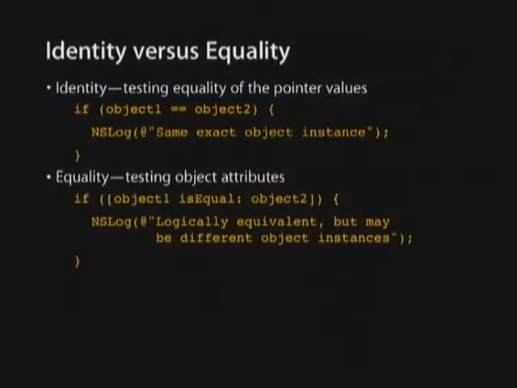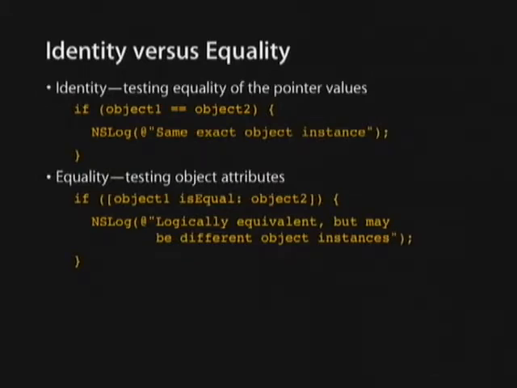So identity versus equality. Objects allow you to ask them if they are equal to others. The base class NSObject basically, if you say, is this object equal to this object, will return true only if the pointers to those objects are the same. But you can override that method in your subclasses. And what you can do is you can say isEqual will actually check the data.